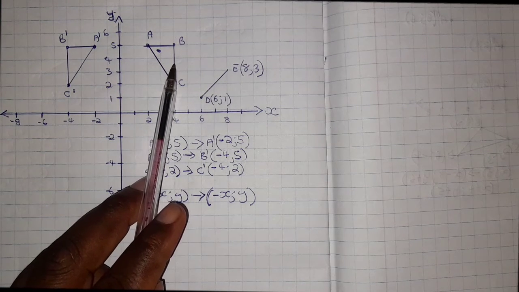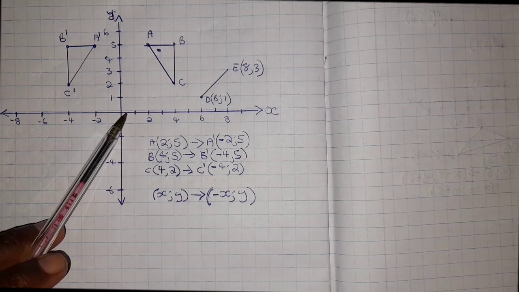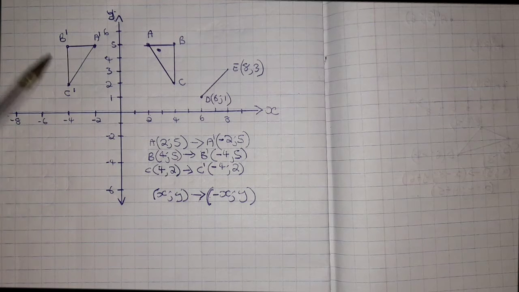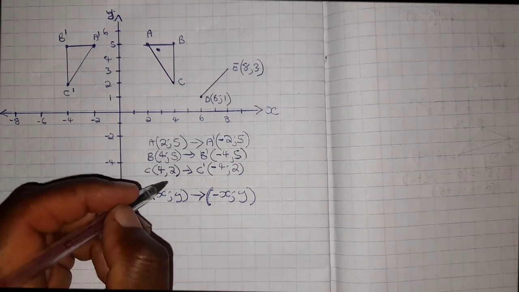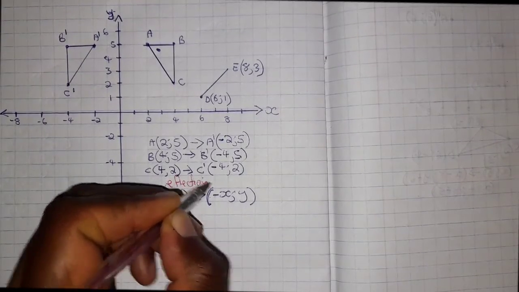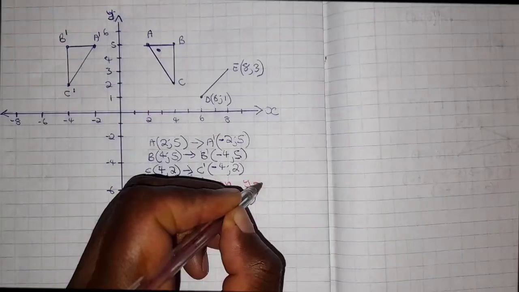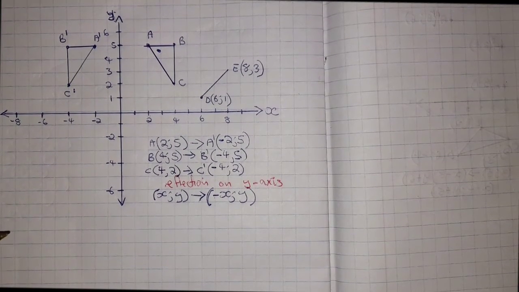So this is the original image, and we have reflected this original image along the y-axis as the mirror line to produce A'B'C' as the image, right? When we do that reflection, the only change that happens to our coordinates is the sign on the x-coordinate. We call this reflection on the y-axis. This is the reflection on the y-axis.